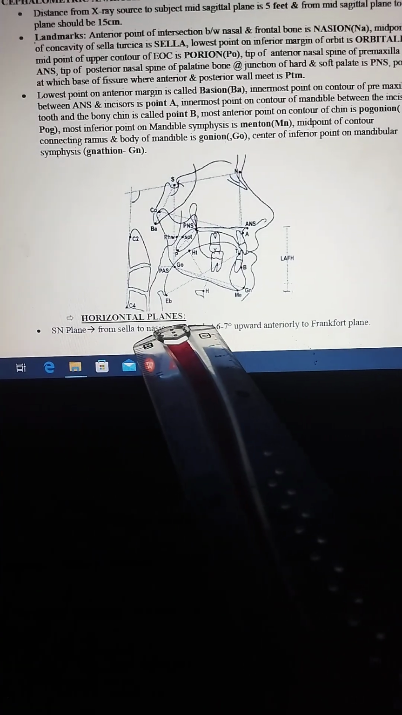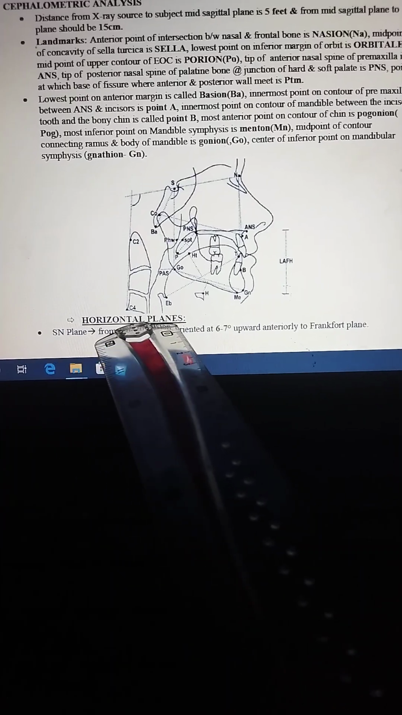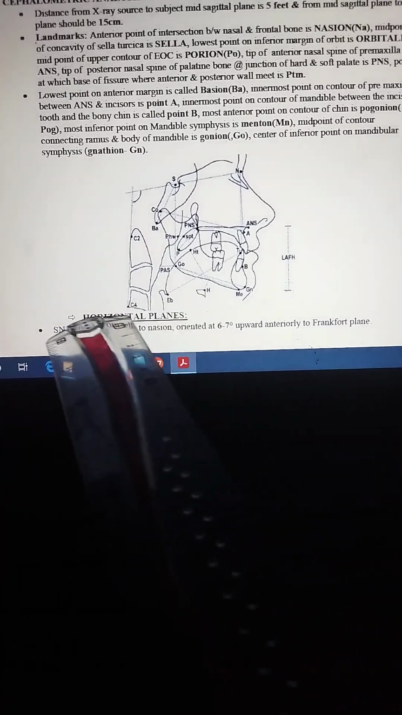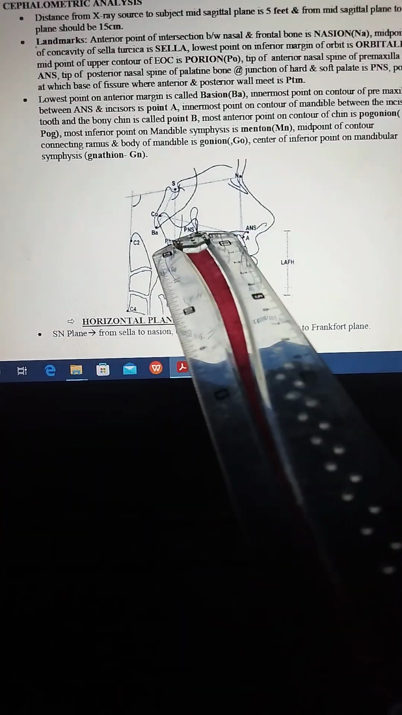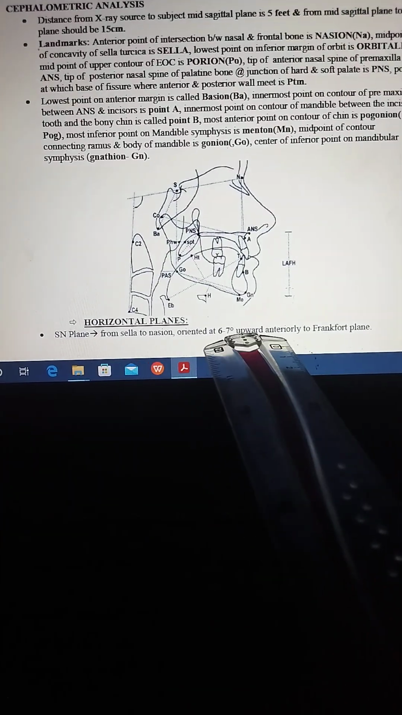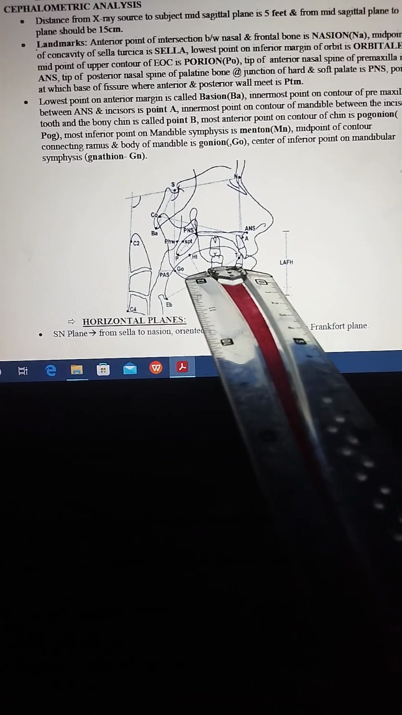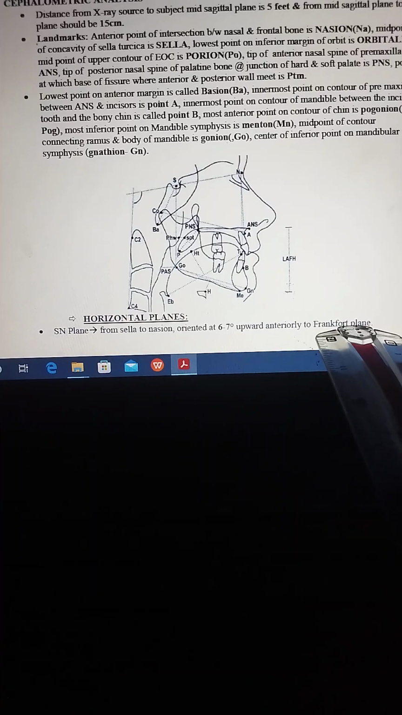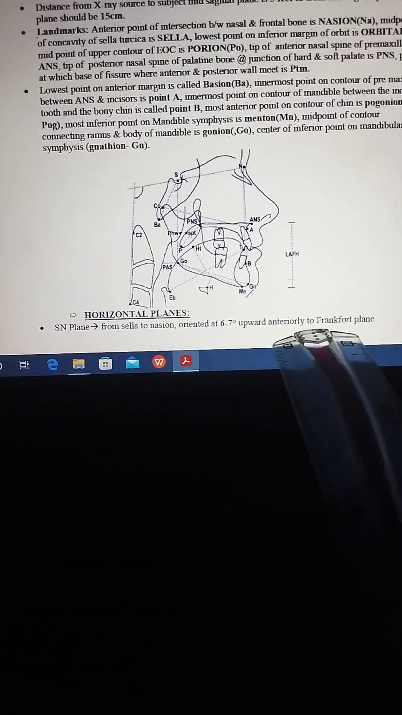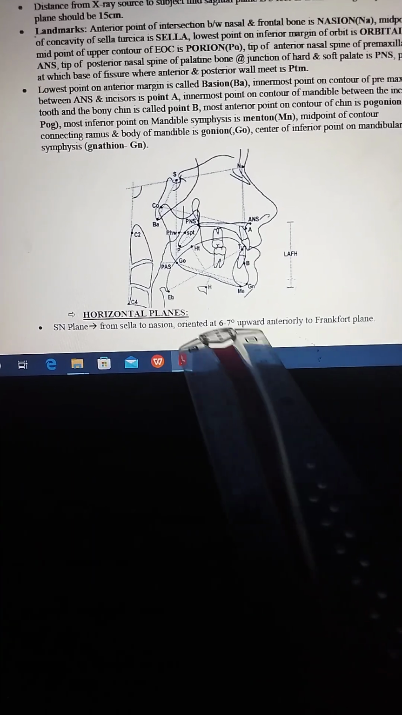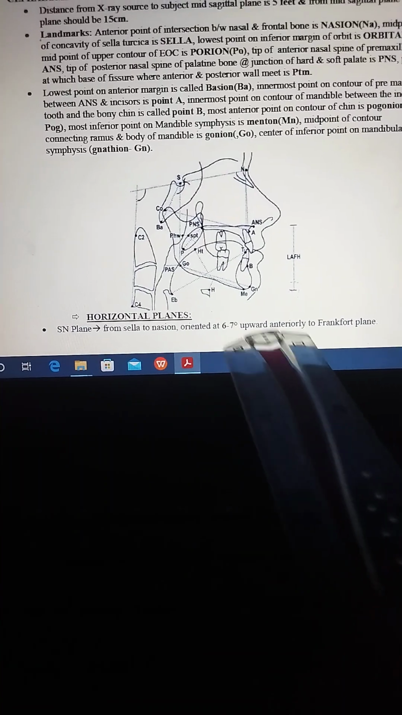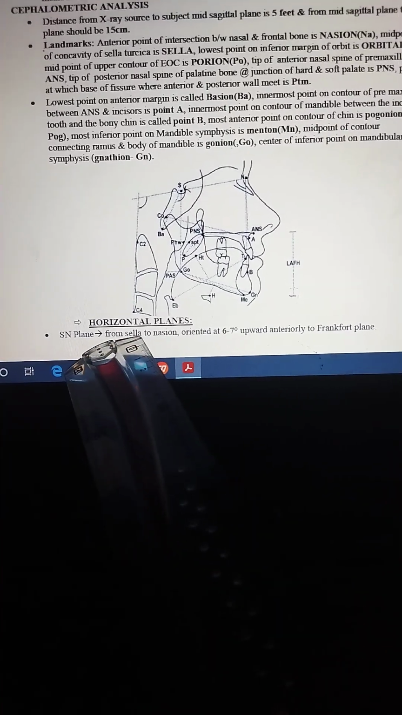Horizontal planes. The SN plane is also known as a horizontal plane. We are going to discuss the SN plane. The SN plane runs from sella to nasion, oriented at 6 to 7 degrees upward, anterior to the Frankfurt plane. Okay, 6 to 7 degrees upward anterior to the Frankfurt plane is the SN plane.